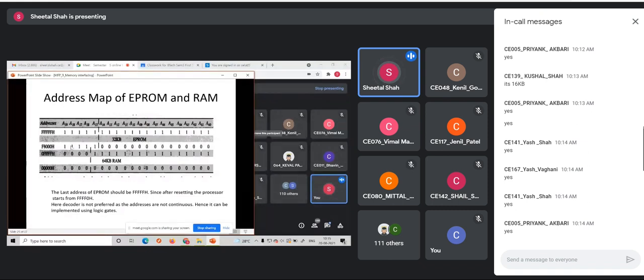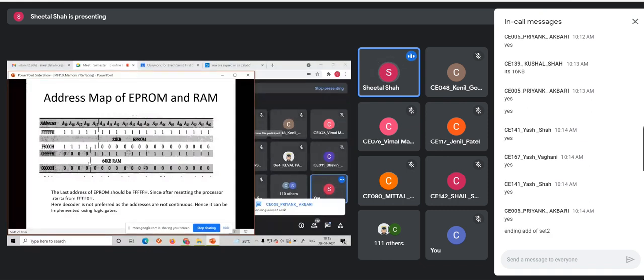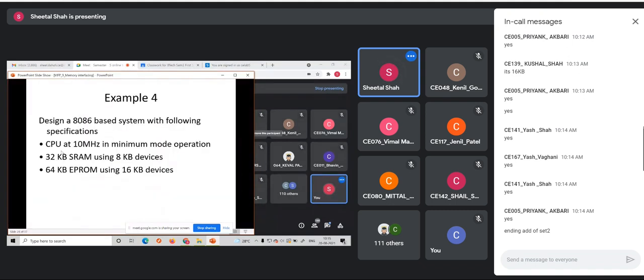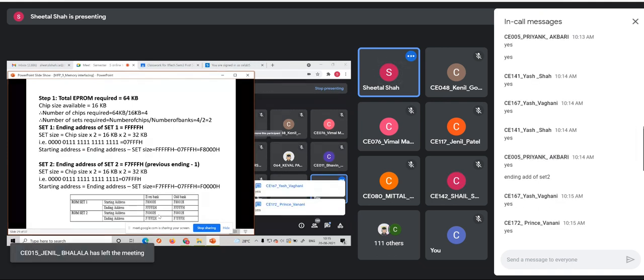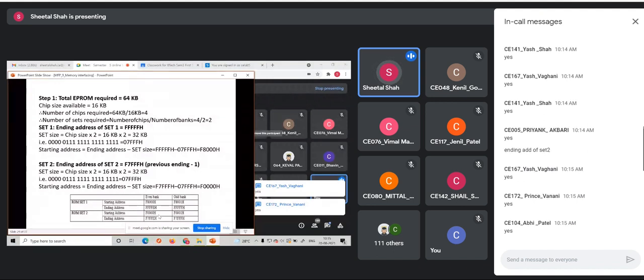Okay, that is the ending address of set 2 of the EEPROM. Whereas 1111 0 and all zeros, that means F0000. F0000 would be my starting address of this EEPROM. Hope you are getting this for the second set. Follow? This is how we can have it.